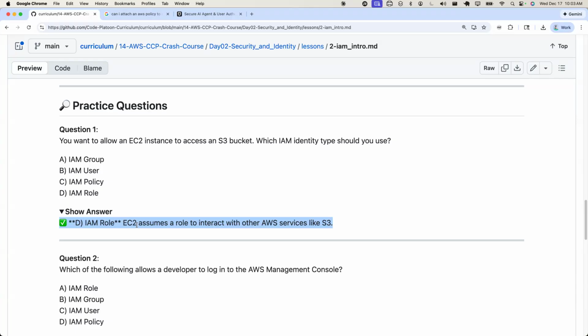So a role is usually what we use for software to interact with services. And I got this wrong earlier as well, so I apologize. If I have an EC2 or a resource or software that I want to give access to things, we're probably going to use a role. Good job, man, and thank you.